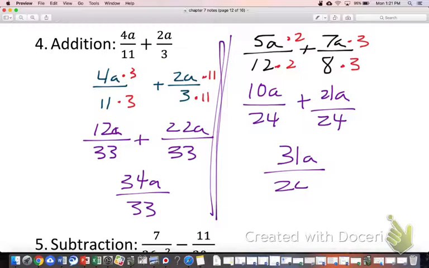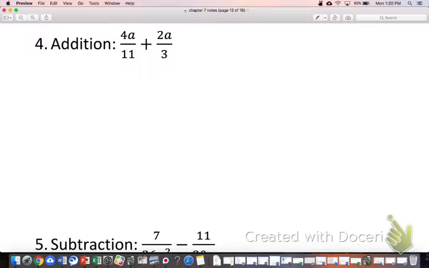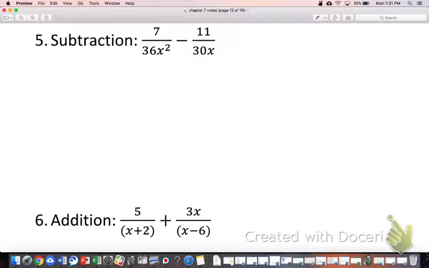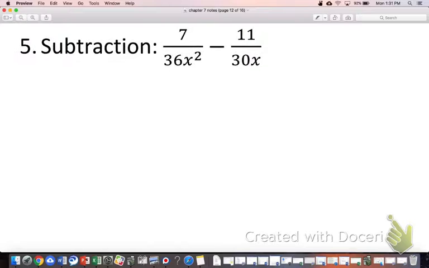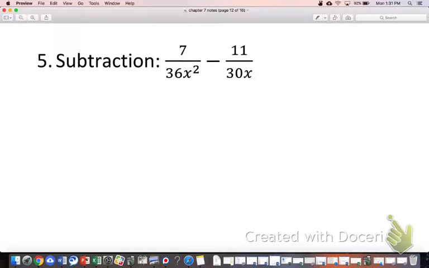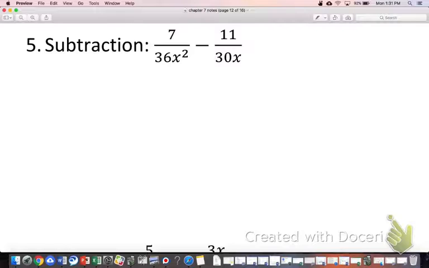I want to help you out a little bit with number 5. It is a subtraction problem, I think. So guys, this might be a little more challenging. I'd like to work through this one with you, and then I'll give you a chance to do one on your own, kind of like we did last time.